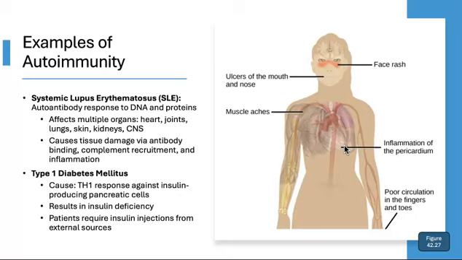The last autoimmune disease we will discuss is type 1 diabetes mellitus. The cause of this is that we have our Th1 cells respond against our insulin-producing pancreatic cells, so we are no longer able to secrete insulin. And so our patients are going to require insulin injections from external sources so that we can allow glucose to be removed from our blood and moved into our cells to lower our blood glucose.